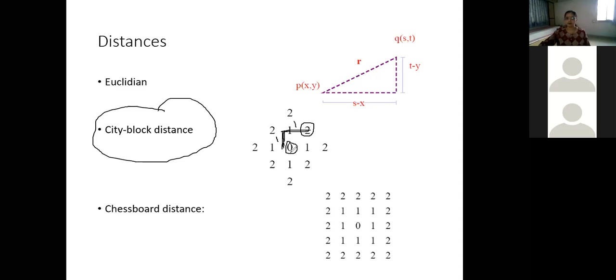Now if we want to reach from this place to this place, first we travel here 1 unit distance. Again, we travel in the same direction for 1 unit distance. So this total distance is 1 plus 1, 2. Are you getting the concept of how it is different from Euclidean distance?